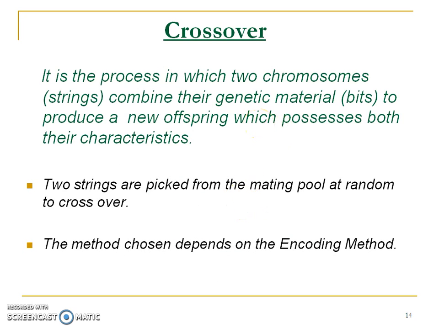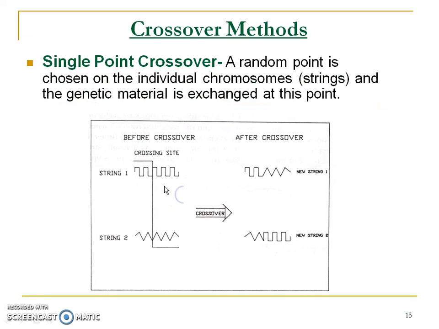Now what is crossover? Crossover is the process in which 2 chromosomes combine their genetic material, that is the bits, to produce a new offspring which possesses both their characteristics. Now this will be clear if we consider the example of single point crossover.